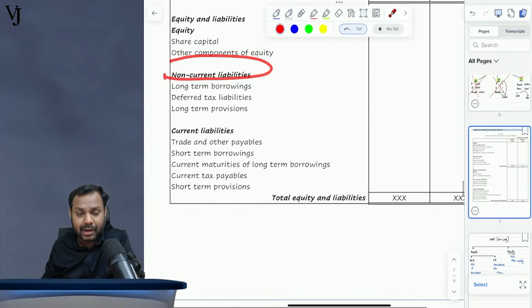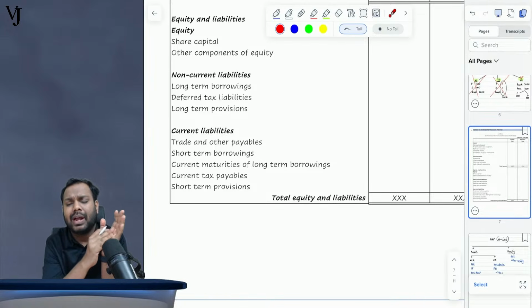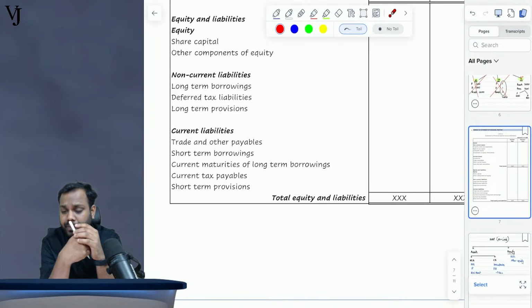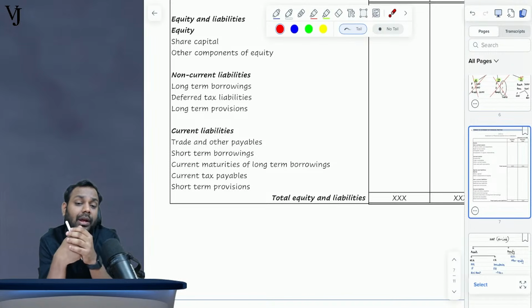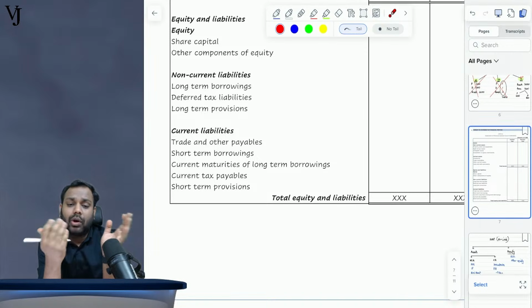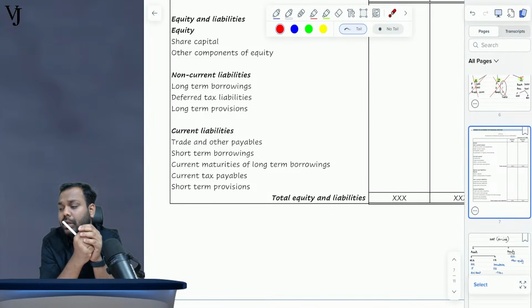Then comes liabilities. Again, liabilities are of two types: non-current liabilities and current liabilities. Non-current liability will have long-term borrowings, long-term provisions, deferred tax liability. Current liability will have trade payables, bills payable, loans payable, short-term borrowings, and current maturities of long-term payables. Then other non-current liabilities and other current liabilities will be there. So this is the format of SOFP, statement of financial position.